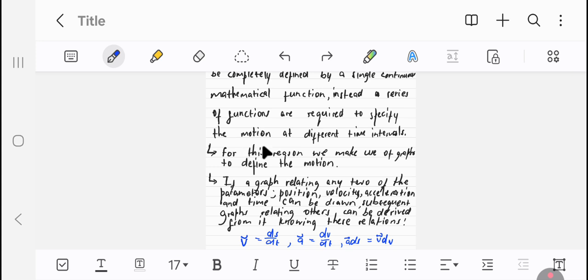And then also, we do not necessarily need to know exactly where it changes. The more partitions we do, the more accurate we get our second graph that is going to be derived from the first graph. We just need to show this in terms of a graph because it's easier for us to separate it into time intervals. If a graph relating any two of the parameters, position, velocity, acceleration, and time can be drawn, subsequent graphs relating the others can be derived from it, knowing these relations. So we know the relationships between position, time, and velocity, acceleration, and the derivative of velocity.